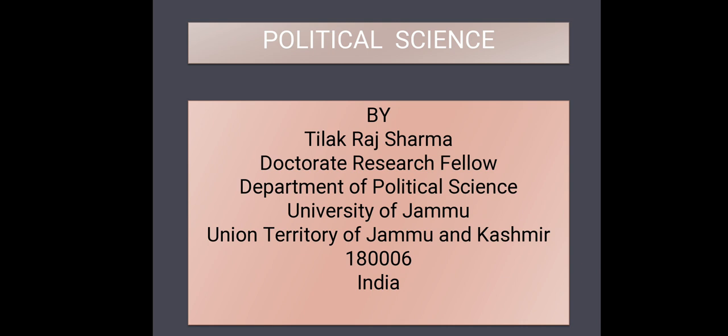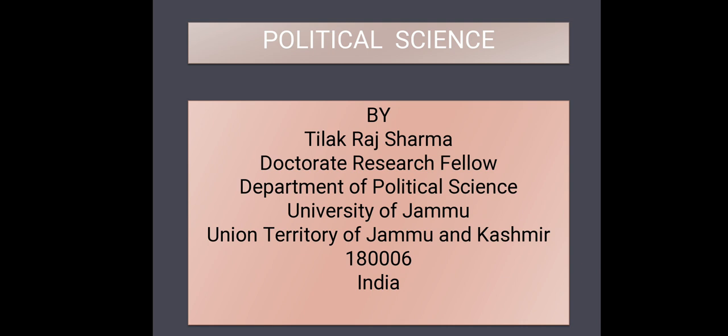Before presenting today's topic, I would like to quickly remind you of my earlier two lectures. The first one was about the meaning and scope of political science. In the meaning of political science, we tried to define the subject both in a narrower and in a broader sense. By narrow sense, I mean the traditional meaning of the subject, and by the broader sense, we mean the modern and contemporary meaning of the subject.